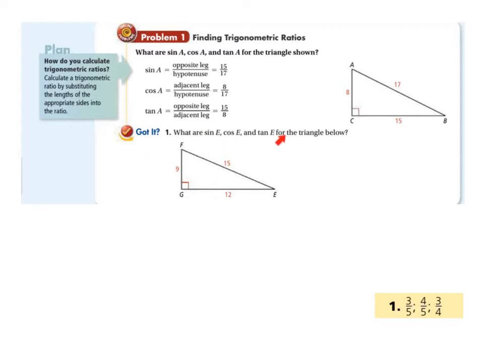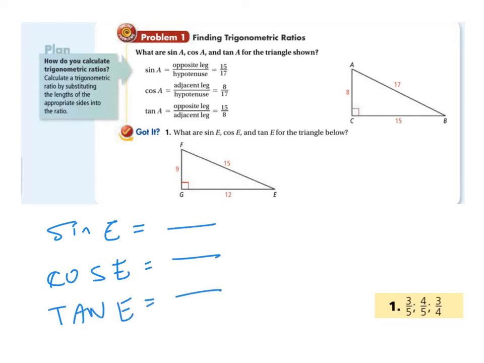So we're going to find sine, cosine, and tangent for E. So sine of E, and we have cosine of E. This should be a capital E, I guess. There we go. And we have tangent of E. And so, again, angle E here. And sine is opposite over hypotenuse. That's 9 over 15, which does reduce to 3/5.